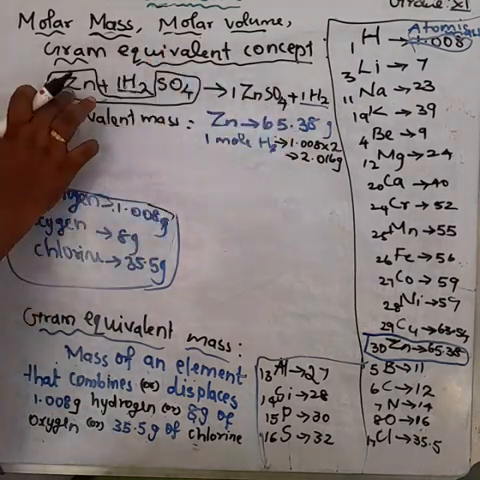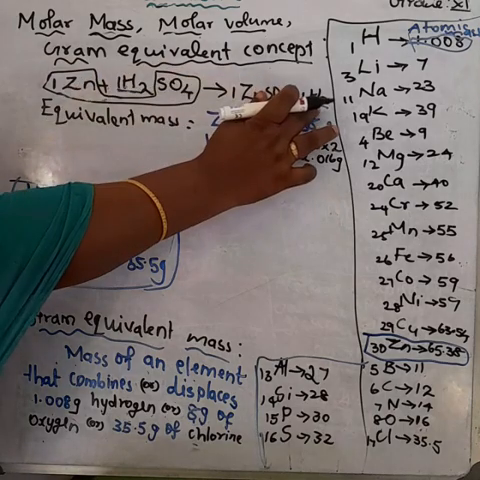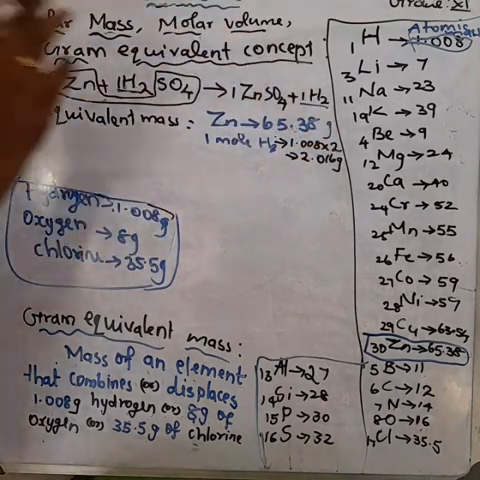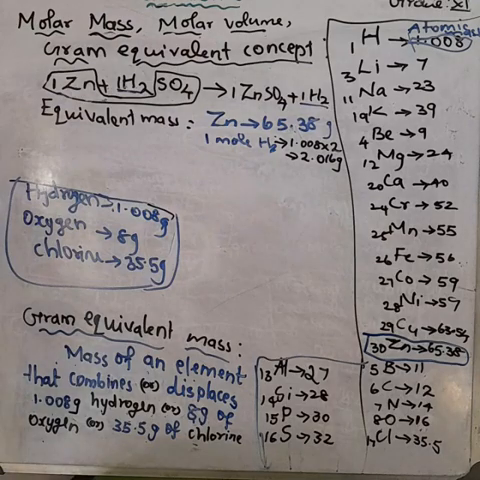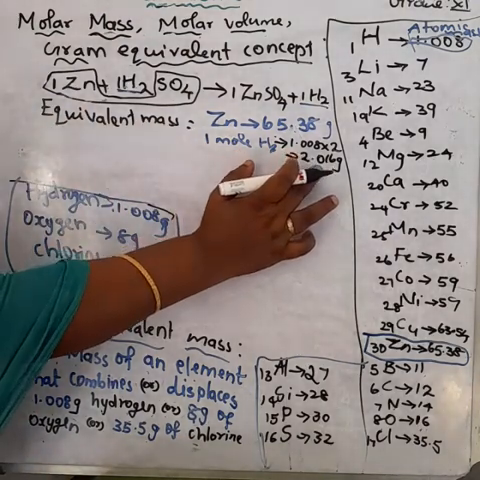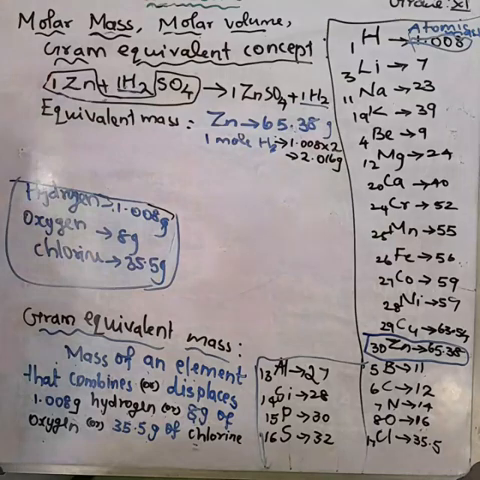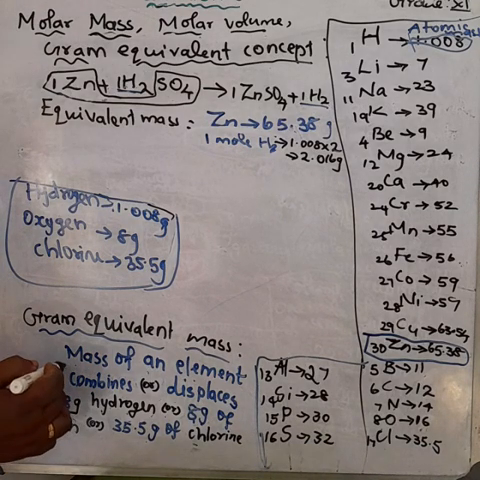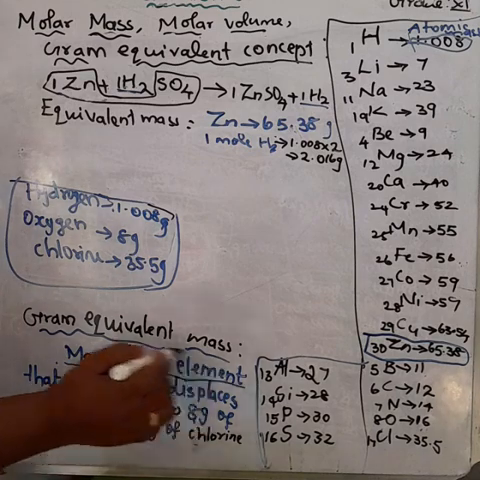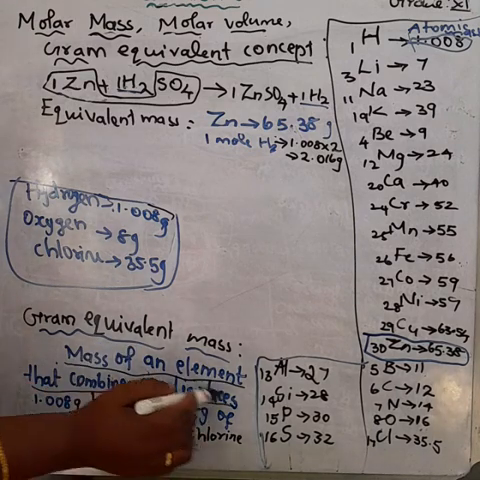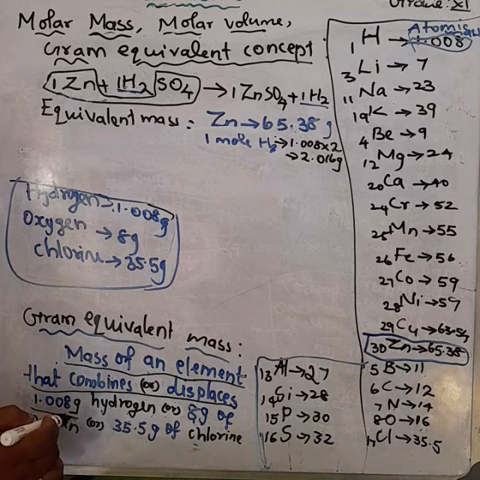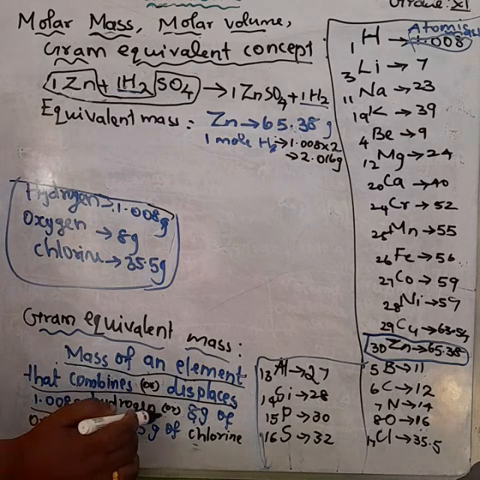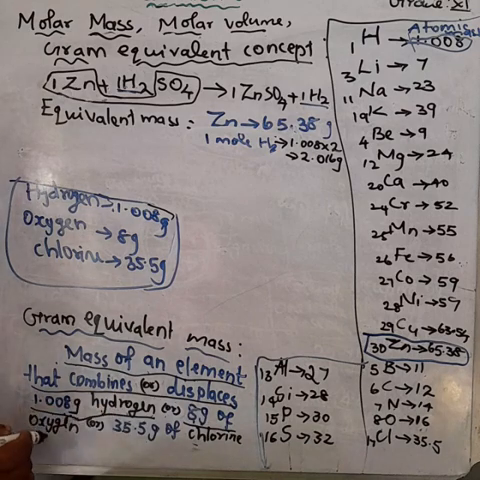So in this reaction, 1 mole of zinc displaces 1 mole of hydrogen molecule, that is 2.016 gram of hydrogen. Understood? What is our question? What do you mean by gram equivalent mass? Gram equivalent mass is defined as the mass of an element that combines or displaces 1.008 gram of hydrogen, or 8 gram of oxygen, or 35.5 gram of chlorine.